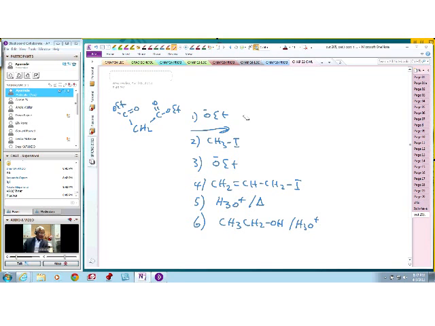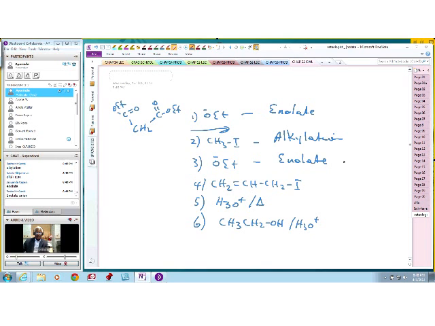Step 1. What does step 1 do? Can anybody tell us? Just write for me. Okay, enolate anion. Very good. What about step 2? Alkylation. Okay, alkylation. What about step 3? Enolate anion again. What about step 4? Alkylation. Very good.